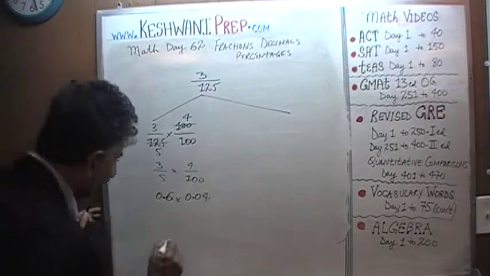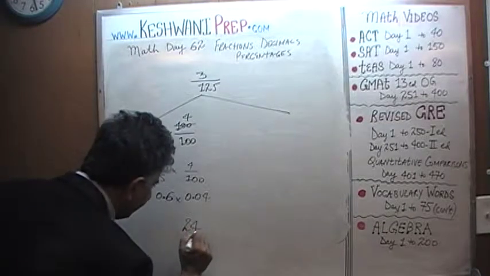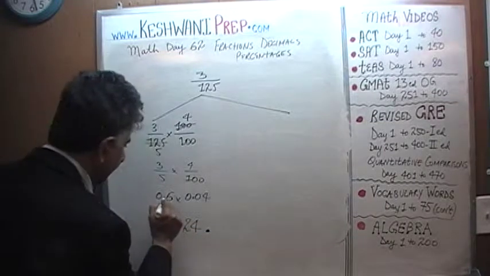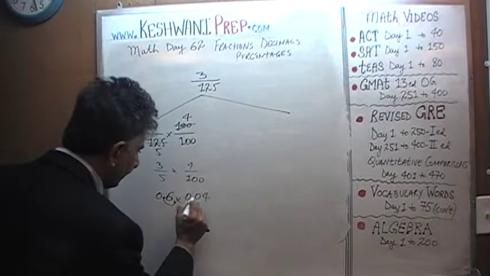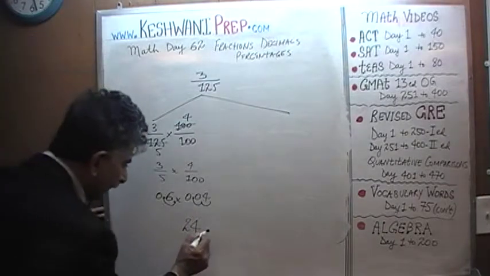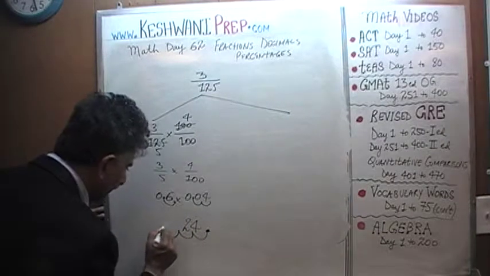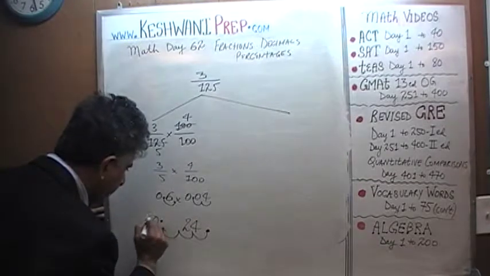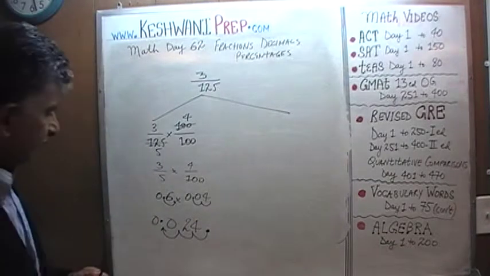6 times 4 is 24. The decimal is right here, right now. This one has one decimal place. This one has two decimal places. In other words, we need to move our decimal places three spots. 1, 2, 3. Decimal ends up here. And we need to put a 0. That's it. That's our answer.